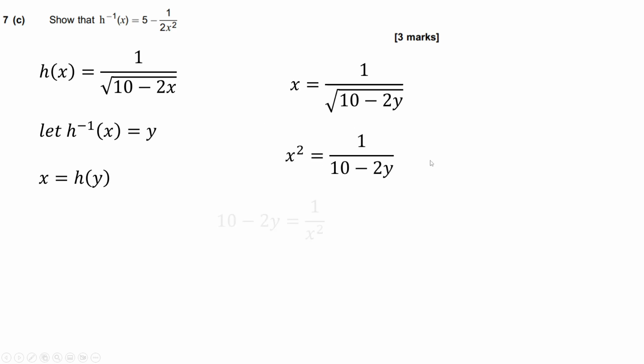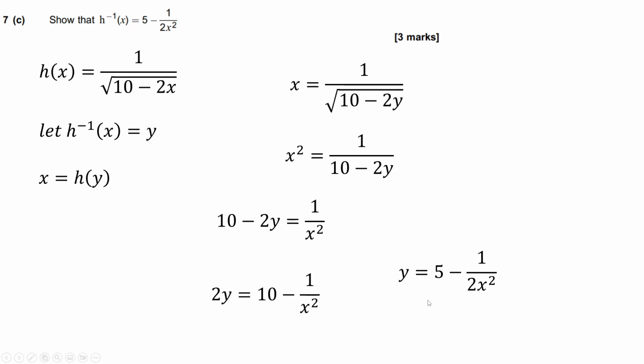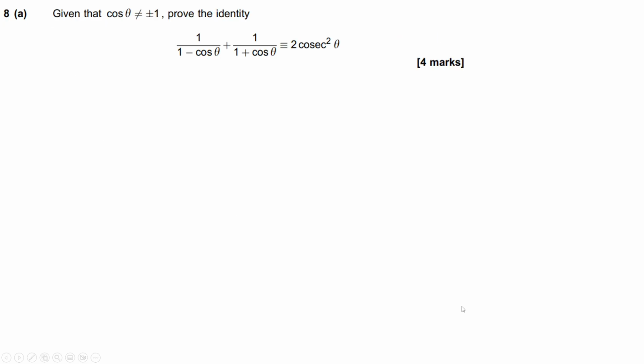Anyway, then we're just going to go ahead and rearrange for y. You multiply by 10 minus 2y on both sides, divide by x squared on both sides to get this. Add 2y to both sides, divide by 2 to get that. Y equals the inverse of h, so that's that.